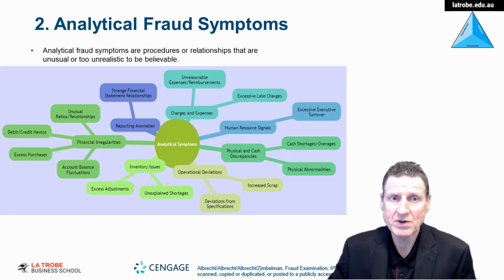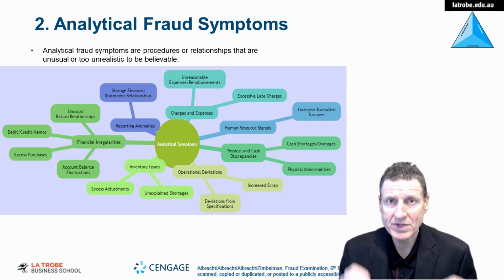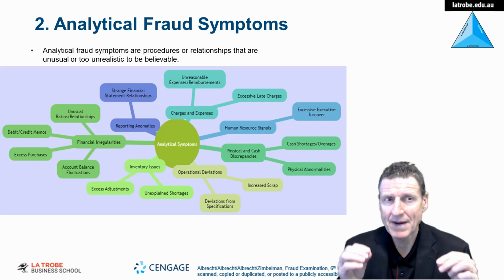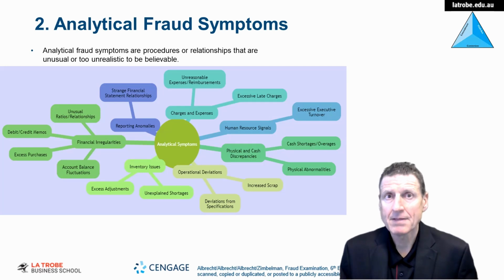Operational deviations. So we're talking about increased scrap or deviations from the specifications. I know a lot about that from my work sourcing from suppliers in China and other developing countries. Inventory issues associated with unexplained shortages, excess adjustments, and financial irregularities. In some ways, this might overlap with accounting, but there's other documentation that the analytical process could pick up. And finally, reporting anomalies, strange financial statement relationships that are revealed by horizontal and vertical analysis. So yes, there is a little bit of overlap with accounting irregularities, but here we're really looking for a broader range of strange patterns in the data that is created by the company in its day-to-day operations.